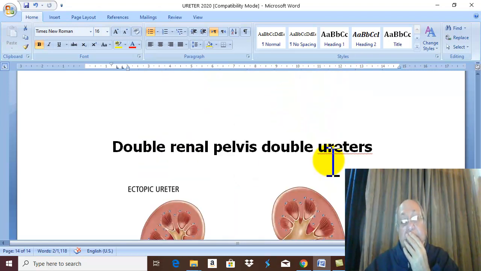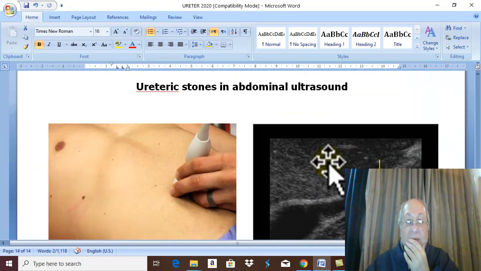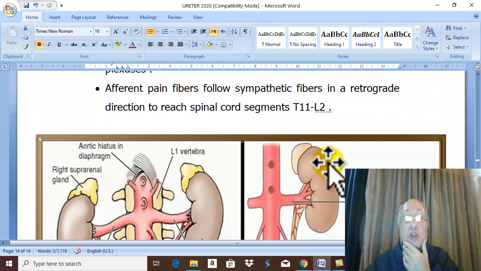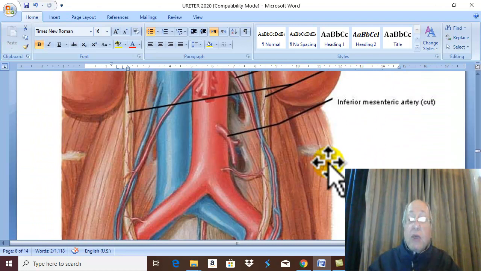The blood supply of the ureter comes from where? During abdominal operation, we may try to retract the ureter. Retraction of the ureter may damage the arterial supply of the ureter, leading to ureter without blood supply, leading to gangrene, perforation of the ureter, and the leakage of urine. Why may this iatrogenic injury occur? Iatrogenic injury means injury by doctor, by surgeon.